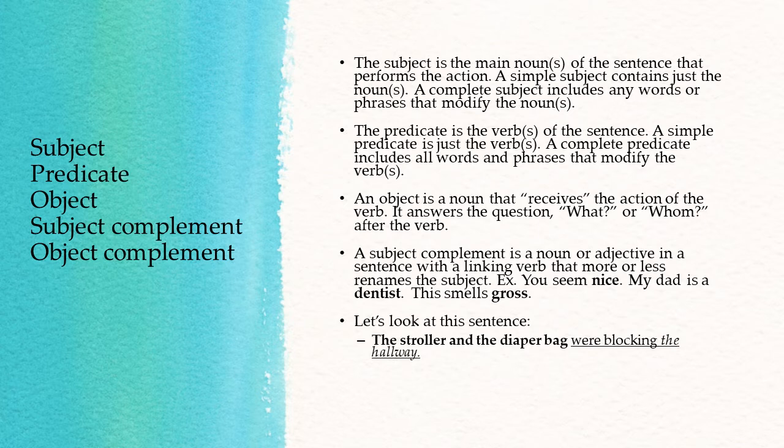So the predicate of this sentence is were blocking the hallway. That is the complete predicate, what I've underlined there. Were blocking, those two verbs make up the simple predicate. And the object of the sentence is hallway. And the is modifying the object, hallway.